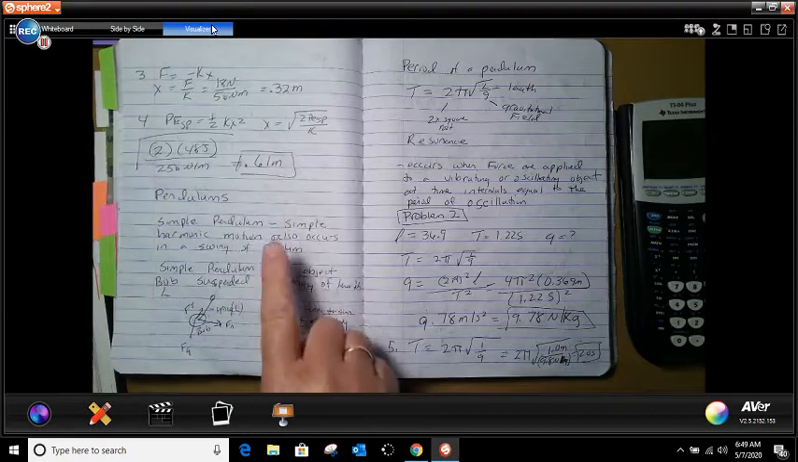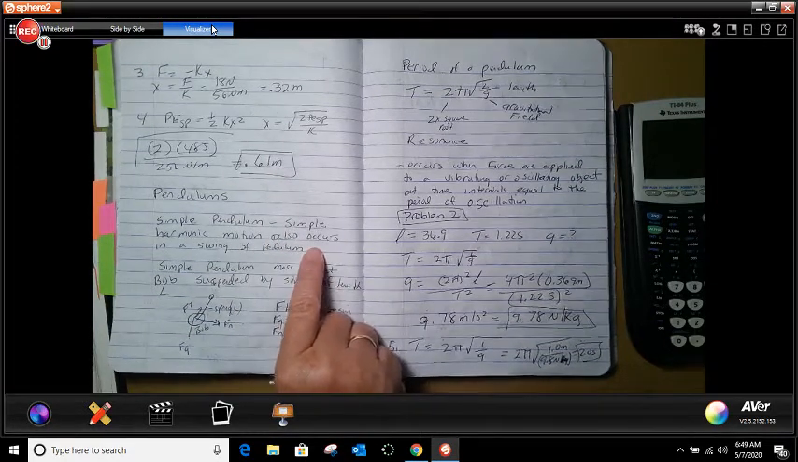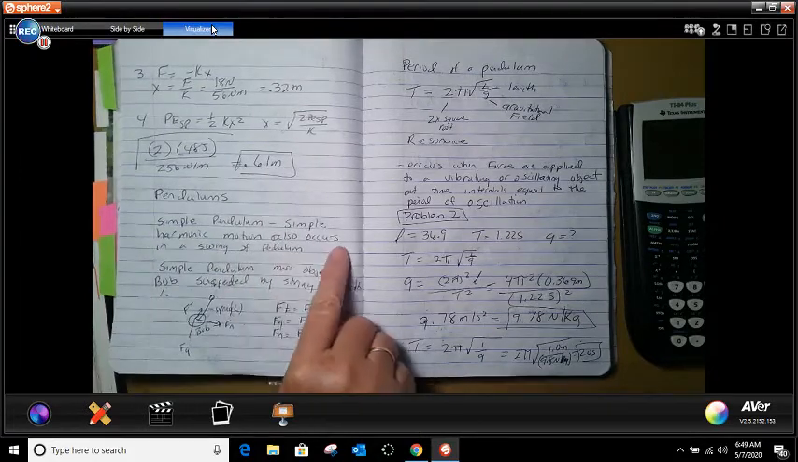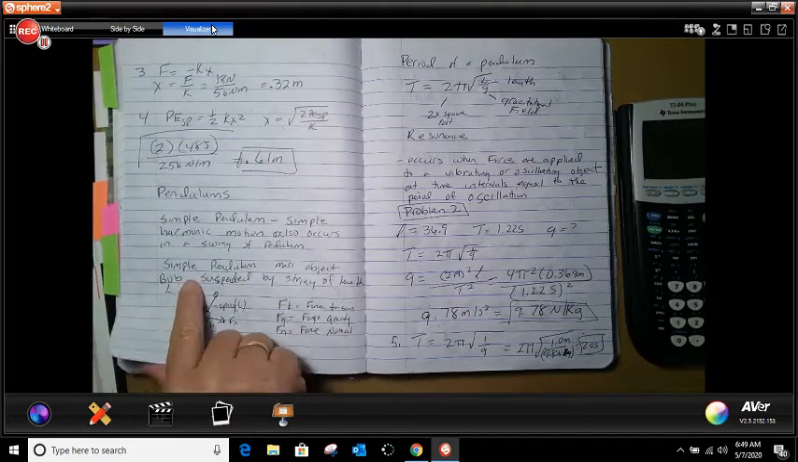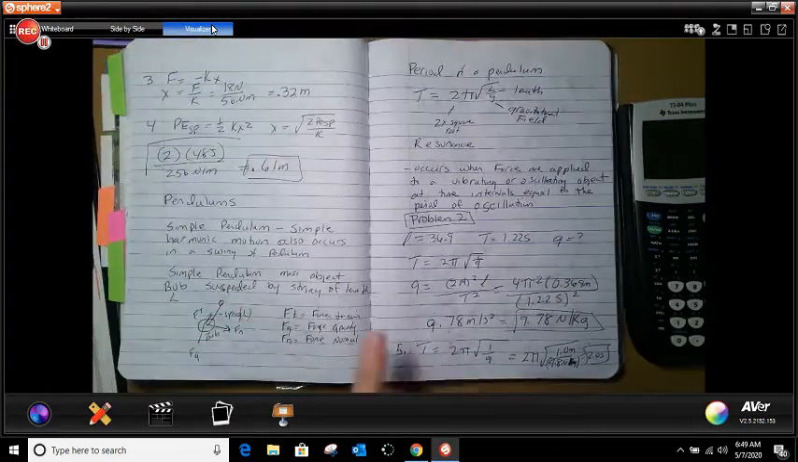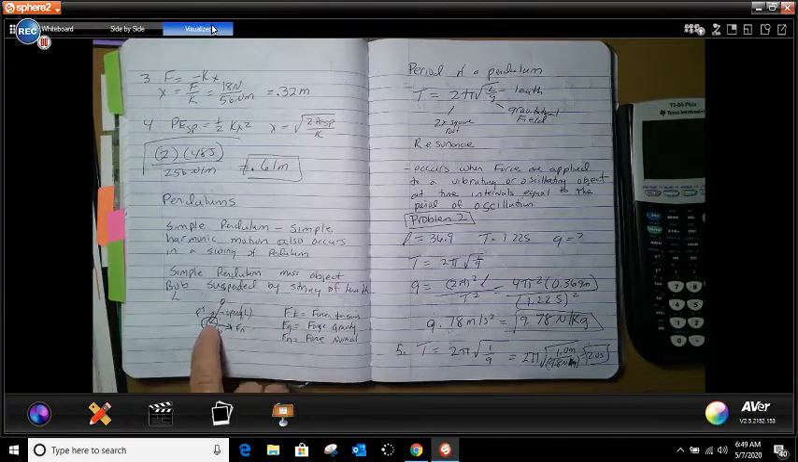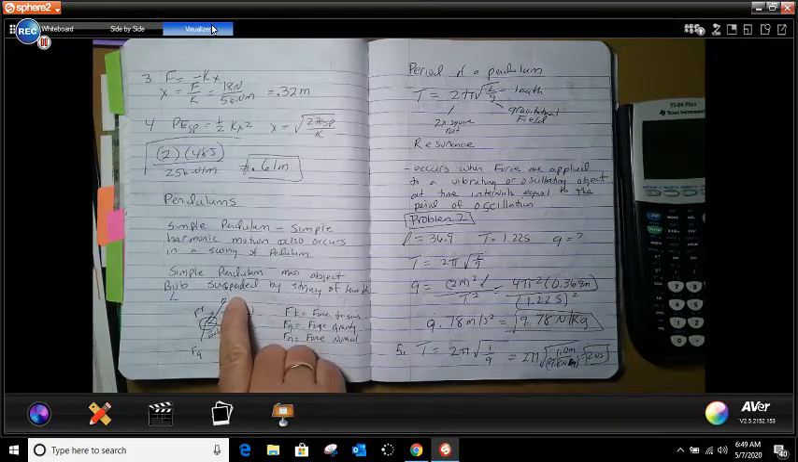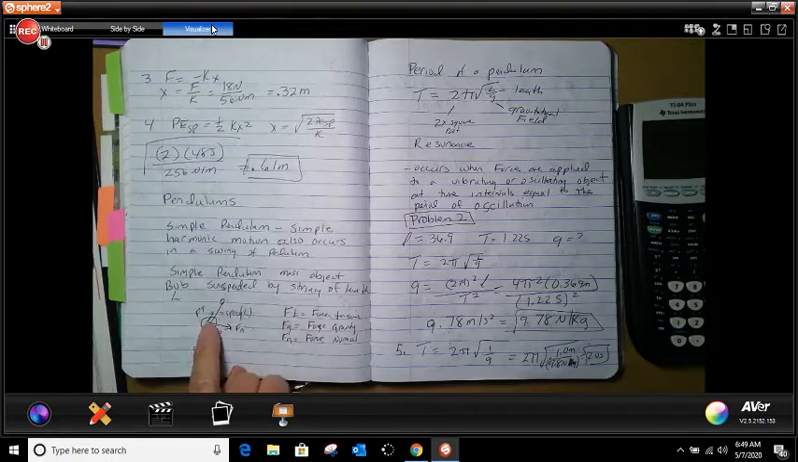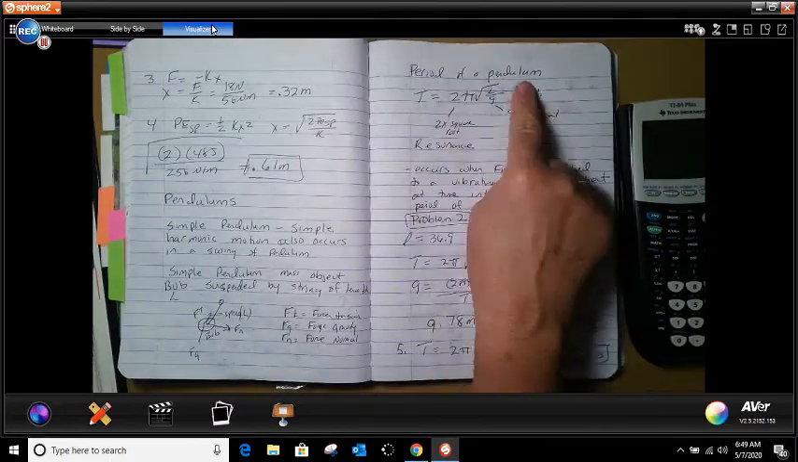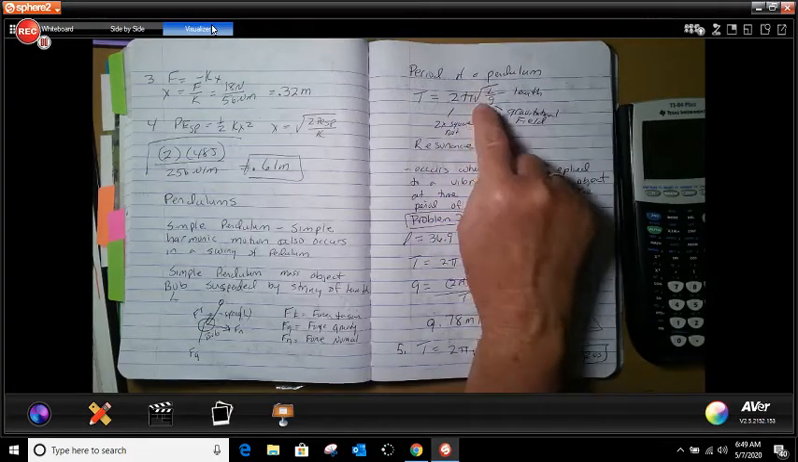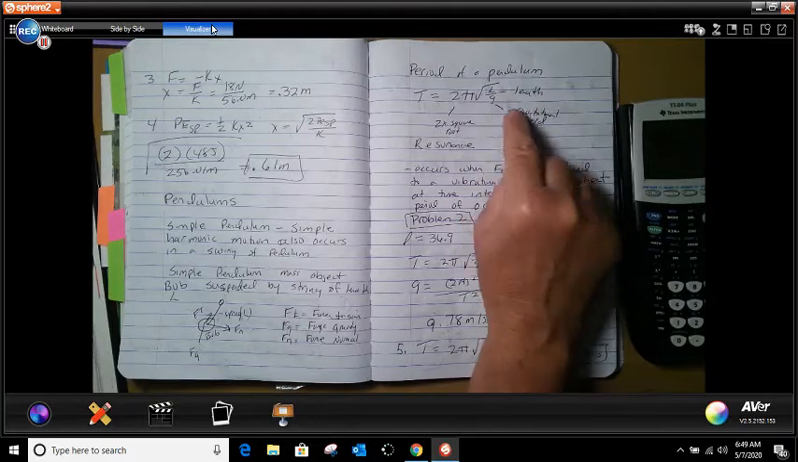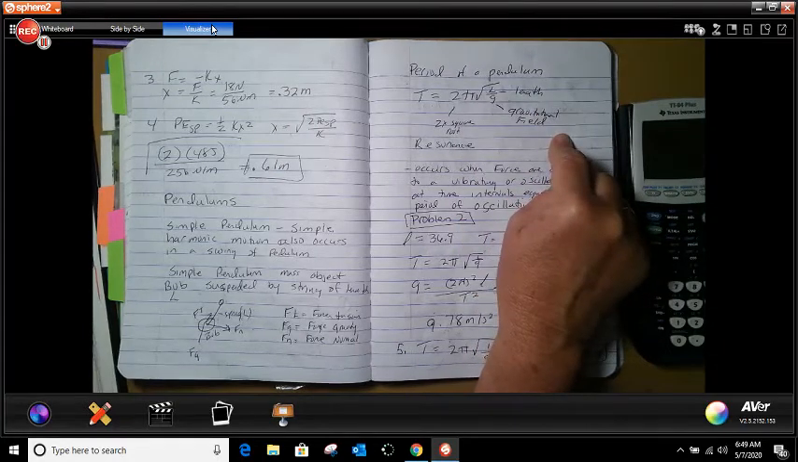The next thing it talks about is a pendulum. A simple pendulum is simple harmonic motion that also occurs in the swing of a pendulum. A simple pendulum is something with a mass, called a bob, suspended by a string. On here we're looking at the force of tension, the force of gravity, and the normal force. The period of a pendulum equals 2π times the square root of the length divided by the gravitational field.